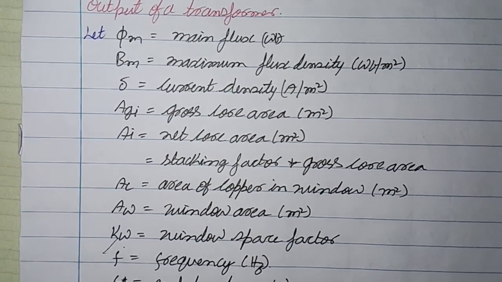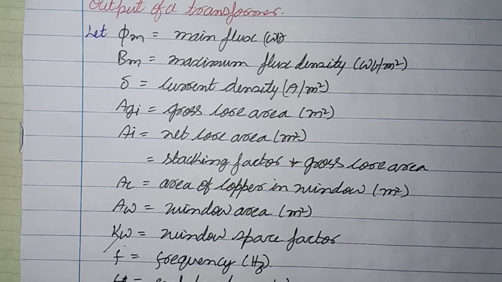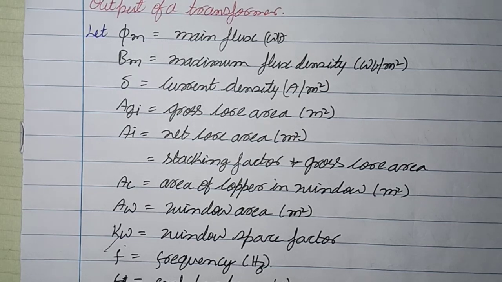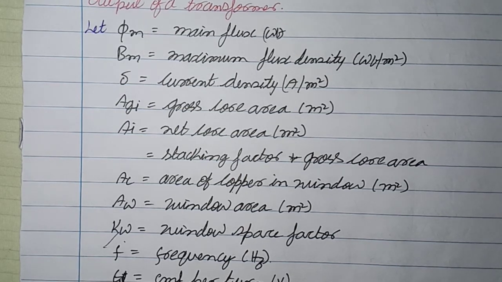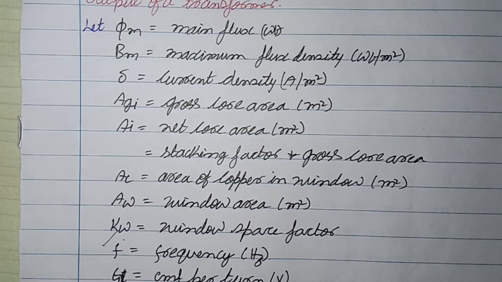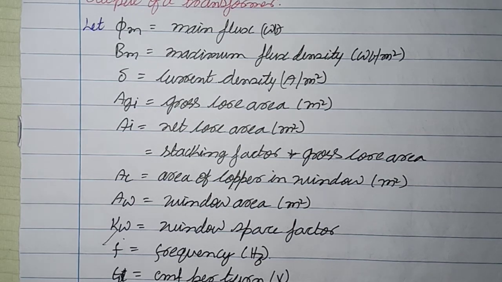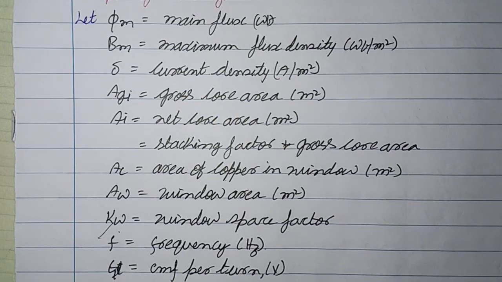Okay, so we have the phi m, that is a main flux in Webers. Then Bm, that's the maximum flux density, Weber per meter square. Delta, that is the current density, ampere per meter square. AGI, that is the gross core area, meter square. AI, that is the net core area in meter square, which can also be found out from gross core area by multiplying it with the stacking factor.